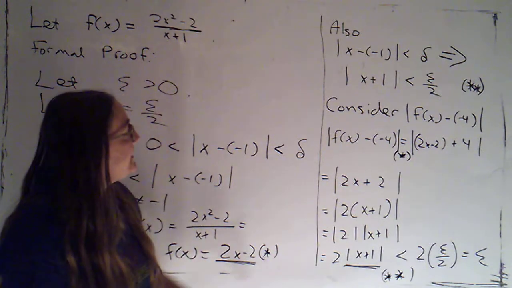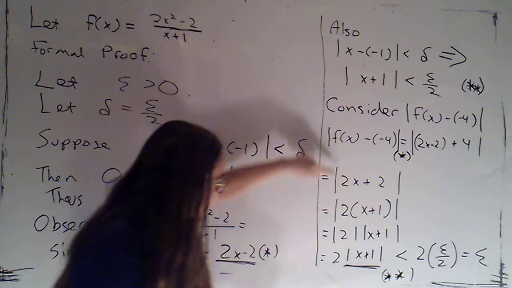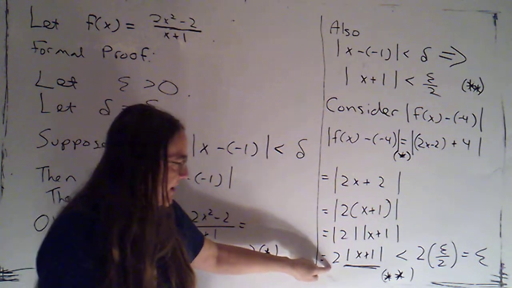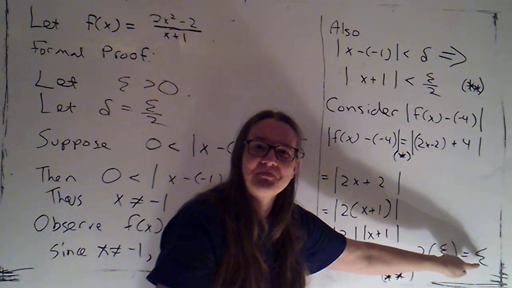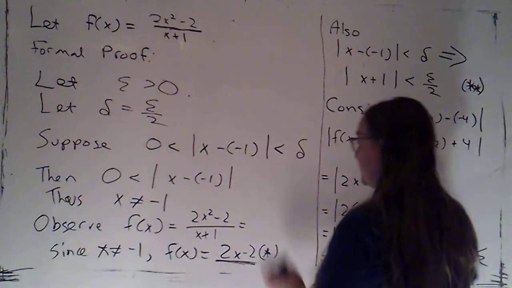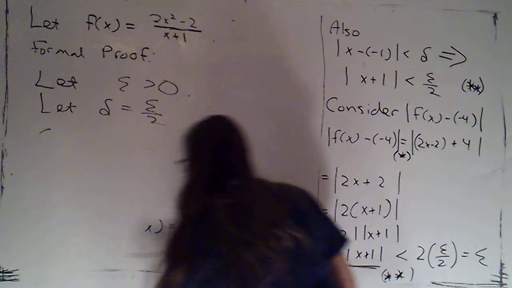So what we did is we started with this expression. It was equal to everything up until here, so we're still talking about that same expression, and then we showed it was less than something that was equal to epsilon. So it's less than epsilon. That's what we needed to show. So we've accomplished our goal.